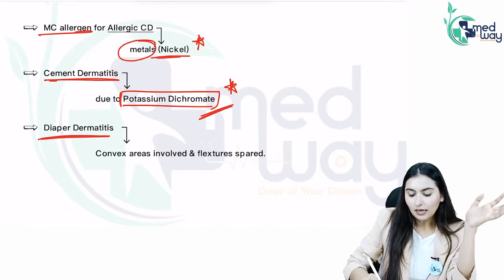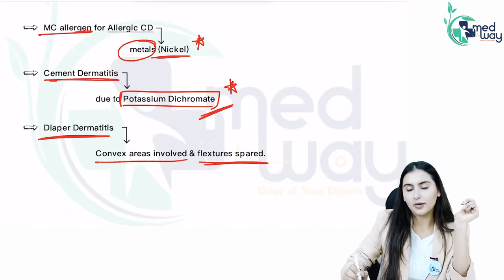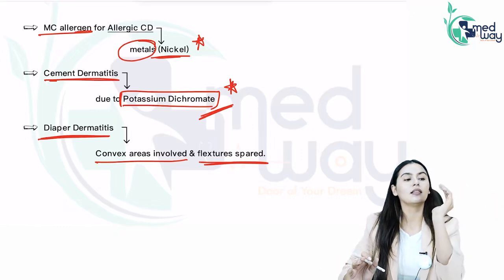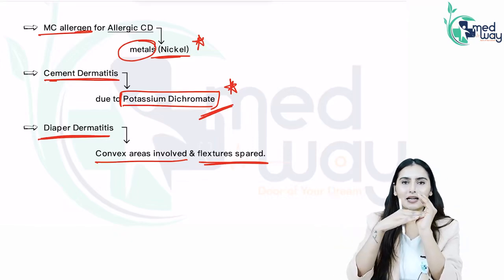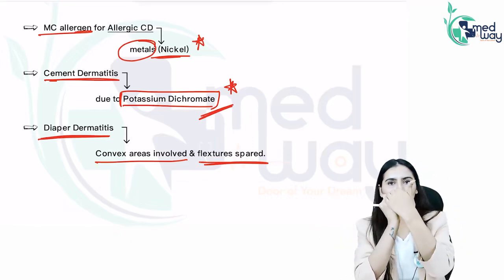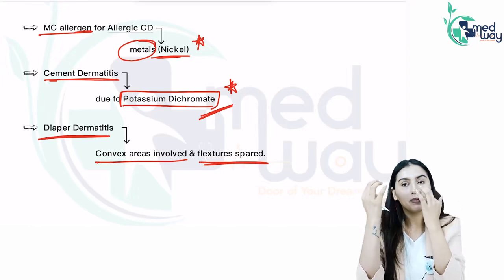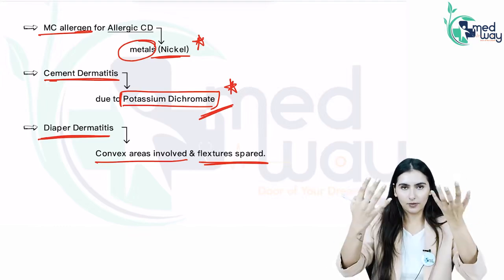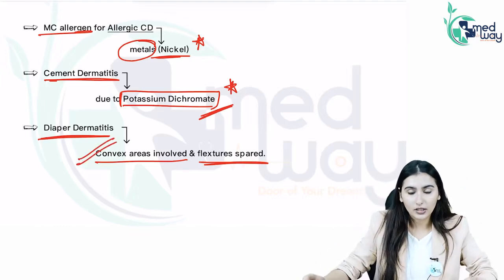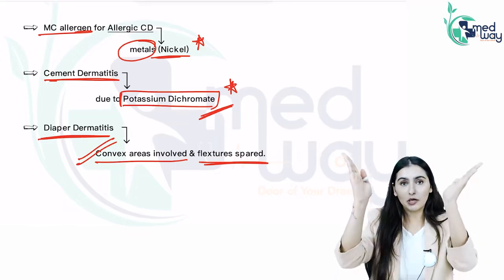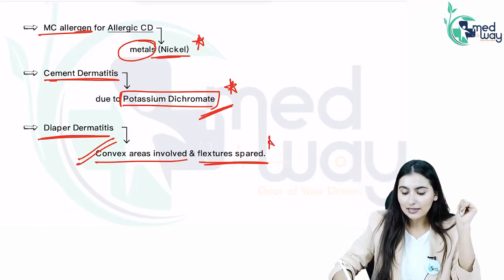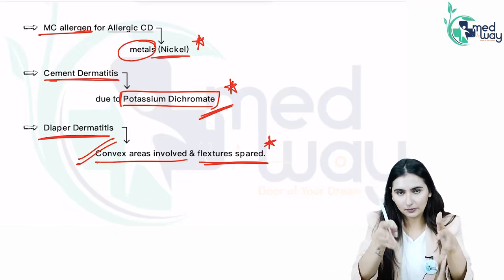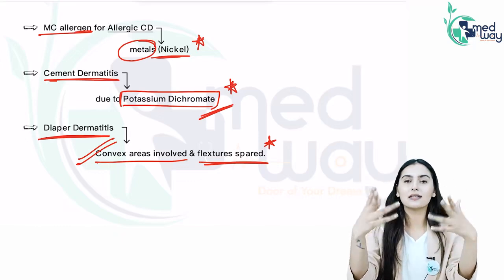Okay, there's something called diaper dermatitis, happens in very small babies who are using diapers. So what happens in that? The convex areas are involved and flexures are spared. What is a convex area? We have a bio. It might be a little difficult. This is concave. It's like a cave going inside. This is convex. This is convex. Okay. So imagine a baby's bum. So bums are convex. They are round. So those areas are involved. But the flexures in between the thigh, okay, that area is spared. Why? Because the diaper is touching the bum, no? It is not touching the thigh easily. So flexures are spared and the convex areas are involved.